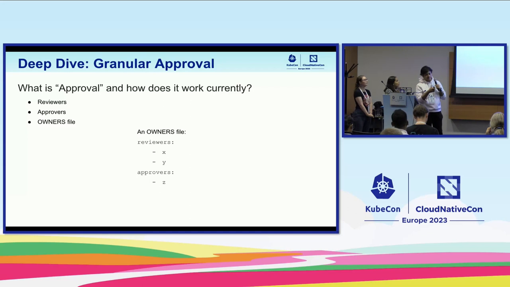The way Kubernetes PRs are merged today is that we have a set of reviewers and a set of approvers. That information is encapsulated in an OWNERS file, which looks like this. You have a bunch of reviewers and a bunch of approvers.